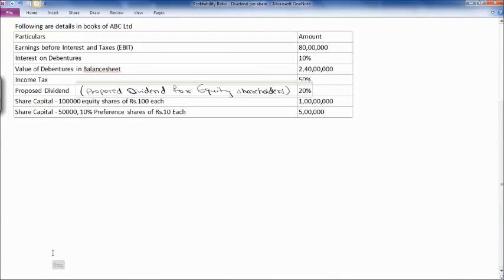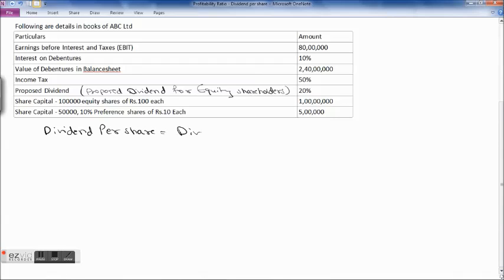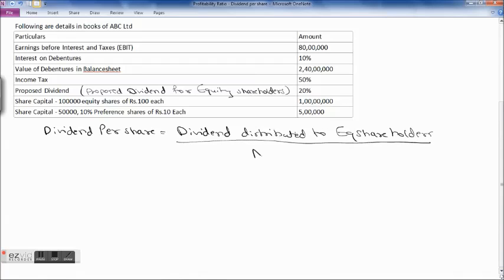So now let's find out how much is the dividend per share. Dividend per share is equal to dividend distributed to equity shareholders divided by number of equity shares.